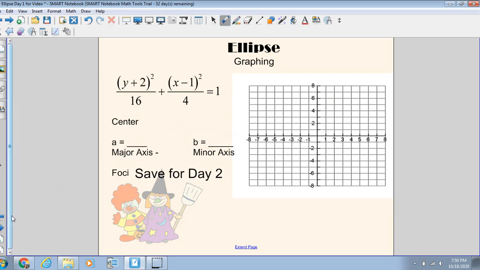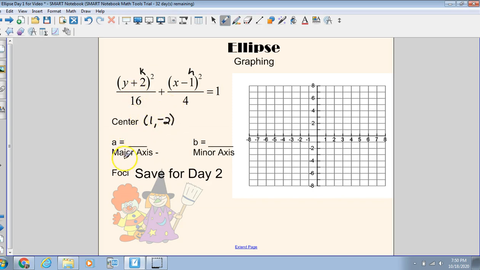Let's try another one. Okay, now this one, pay attention. Our y term is first, and our bigger number is under our y, so this is going to be a vertical ellipse. The center is still going to come from our h and our k. Just be careful, because the h is always the one that's with the x term. The k is always with the y term. So our center here would be (1, negative 2).